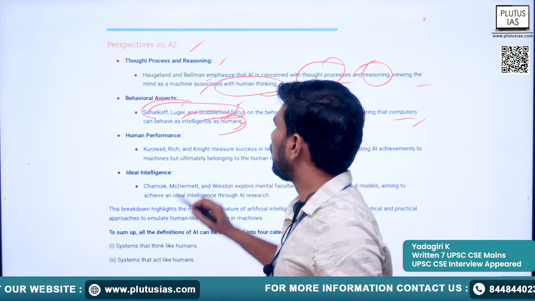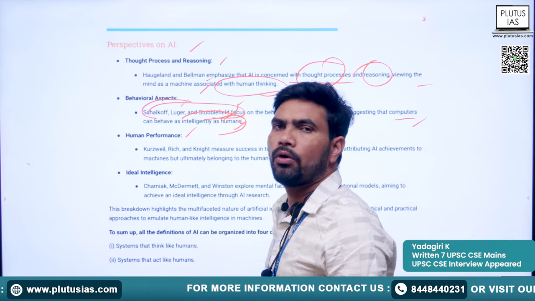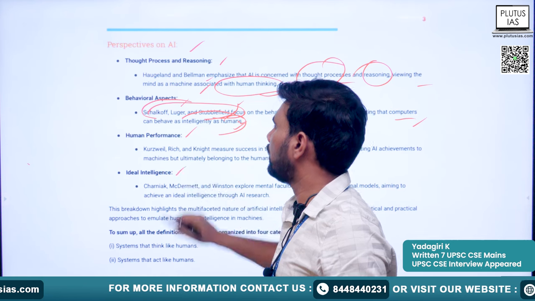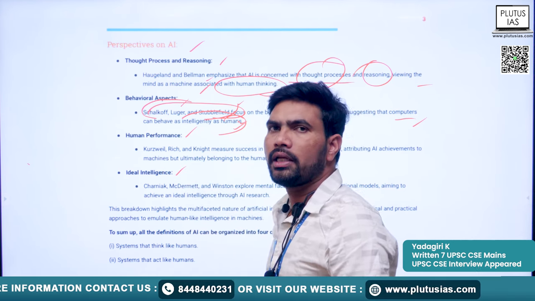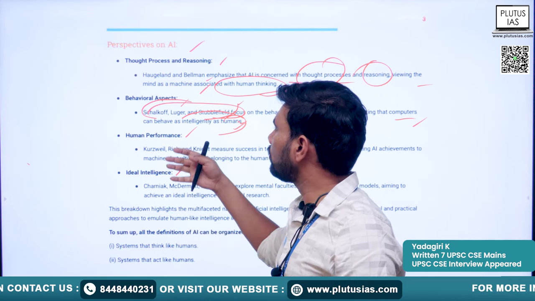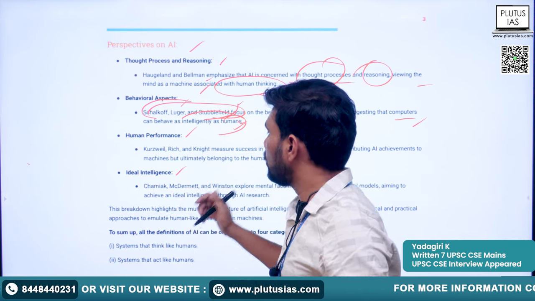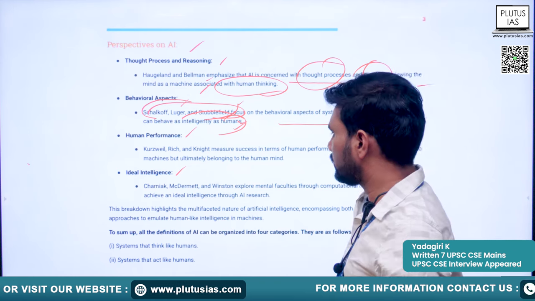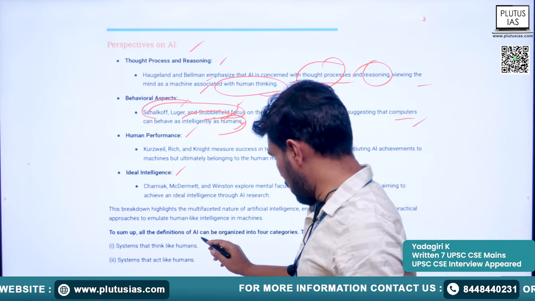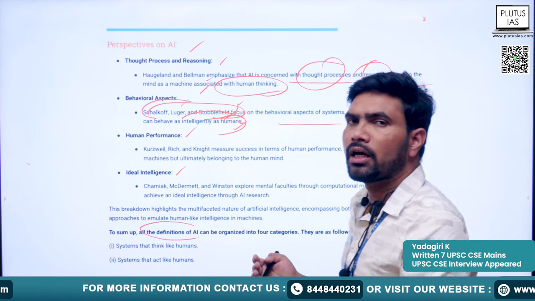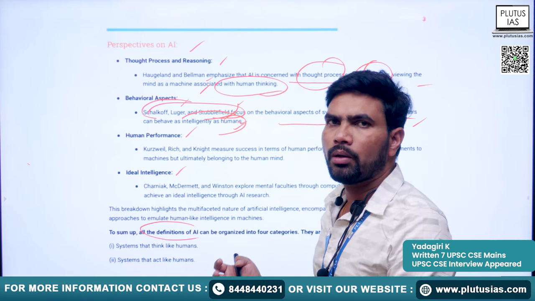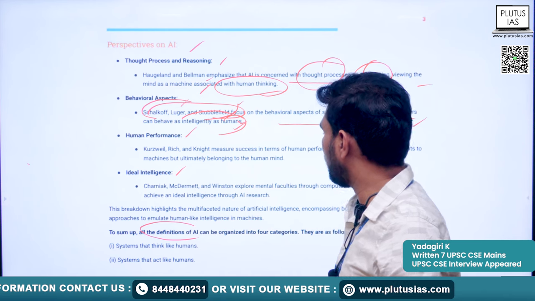Similarly, there are also perspectives about human performance and ideal intelligence. These are technical things. When it comes to examination, we don't need technical aspects. If we combine all the definitions and perspectives, we can come to a conclusion about artificial intelligence.